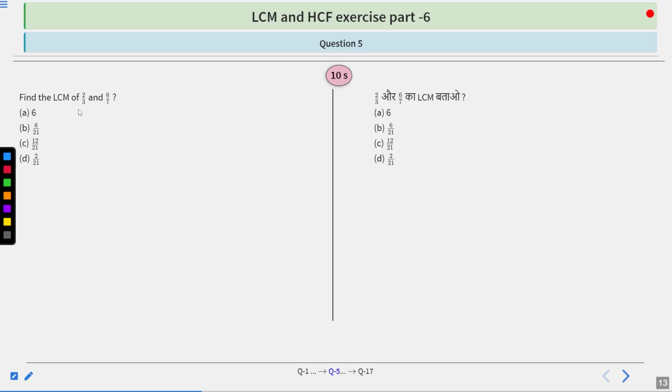Find the LCM of 2 upon 3 and 6 upon 7. And options are 6, 6 upon 21, 12 upon 21 and 2 upon 21. These are the options.